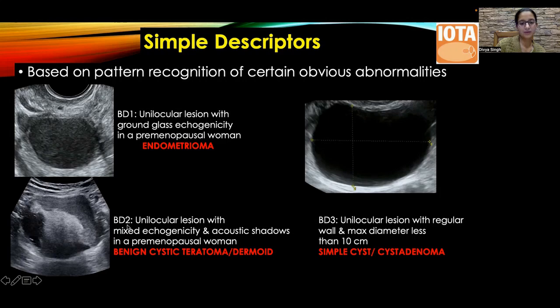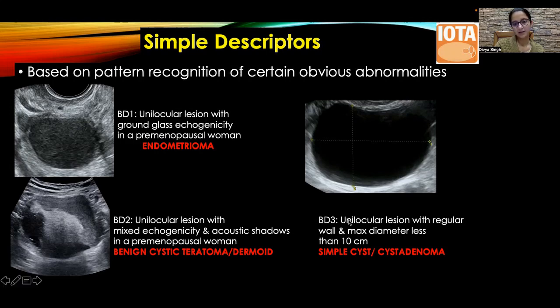Second benign descriptor, which is again seen in a premenopausal woman, is presence of a unilocular lesion. So you see here a unilocular lesion with mixed echogenicity, anechoic, hyperechoic, ground glass echogenicity areas, and this is what is the characteristic appearance of a dermoid or a benign cystic teratoma. So again, do not mistake this echogenic component, which is nothing but mixture of hair, sebum, as solid. This is a unilocular lesion and not unilocular solid.